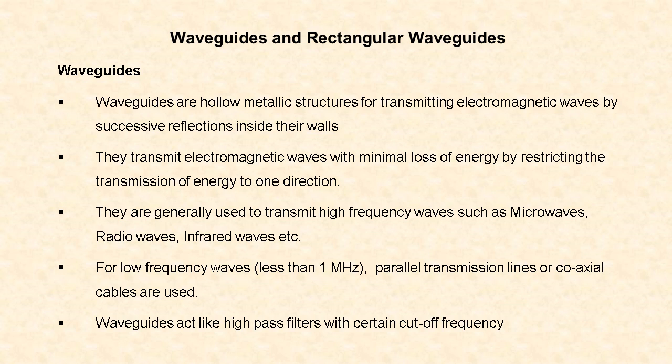For low frequency waves, that is less than 1 MHz, parallel transmission lines or coaxial cables are used. These waveguides act like high-pass filters with a certain cutoff frequency. Signals having frequencies above this cutoff frequency are allowed to propagate through the waveguide, and the signals having frequencies below this frequency will face a very high reflection.